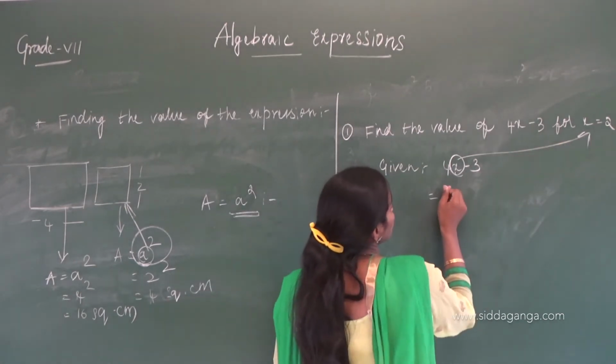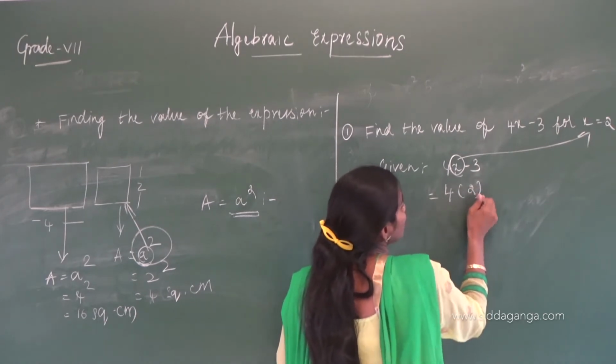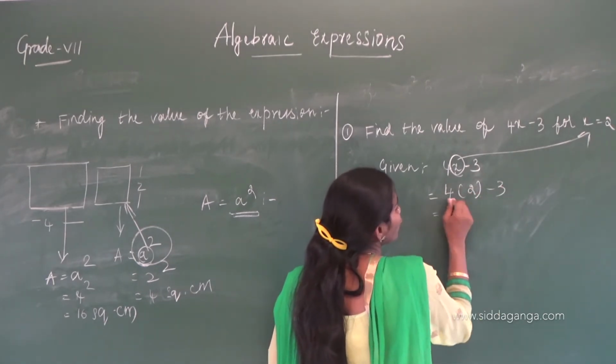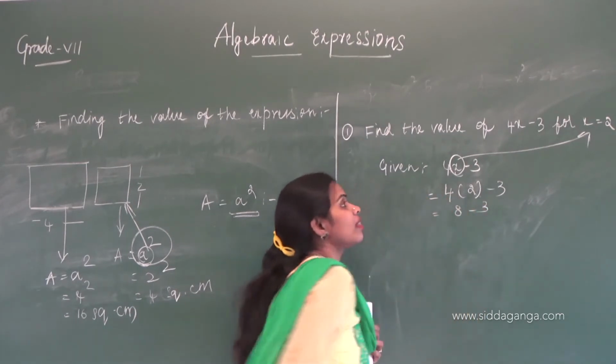We just have to substitute the value of x. What is the value of x? 2. 4 into 2, 8, minus 3.